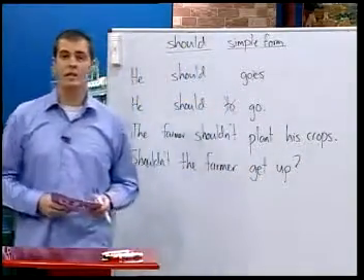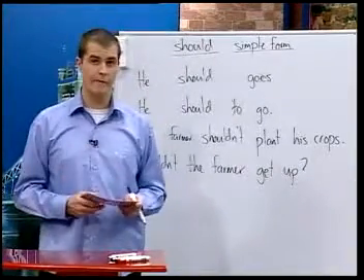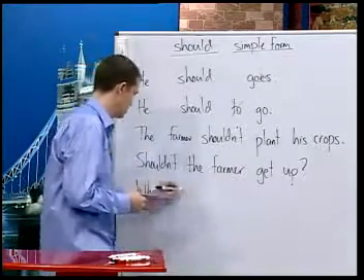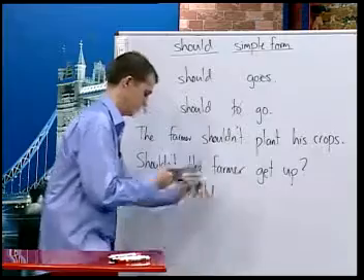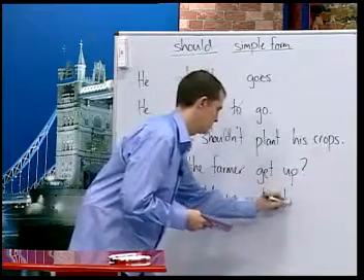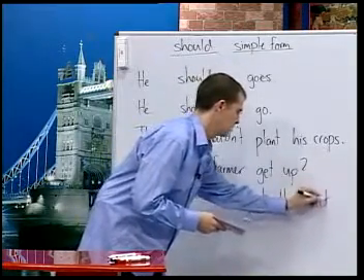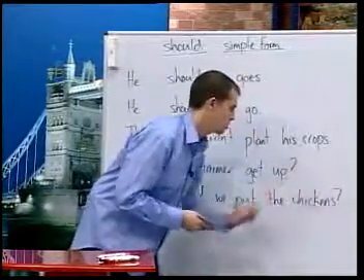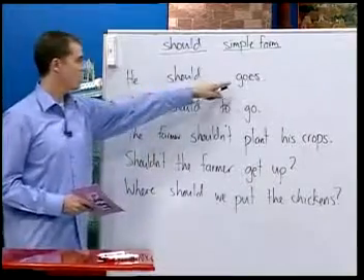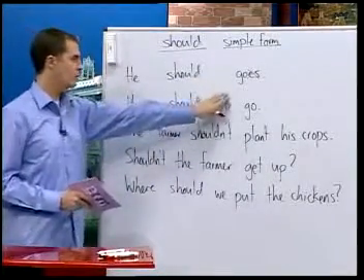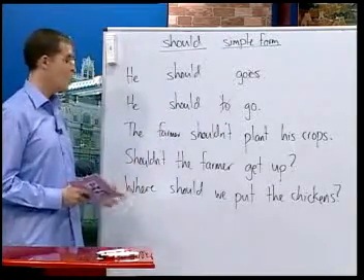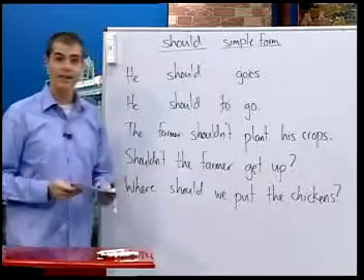We can also begin questions with question words followed by should. So we could say, where should we put the chickens? Where should we put the chickens? So just one more time, remembering he should go, not goes. He should to go, no, he should go. The farmer shouldn't plant his crops. Shouldn't the farmer get up? Where should we put the chickens? And let's review should.